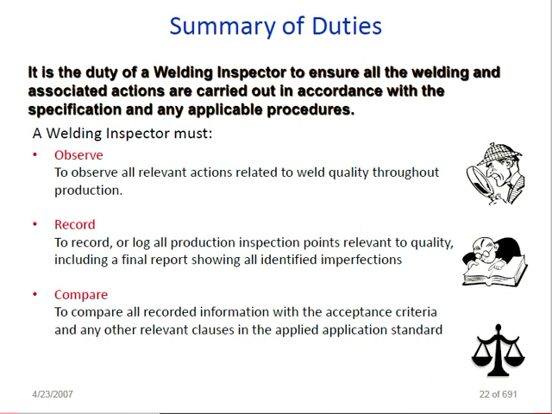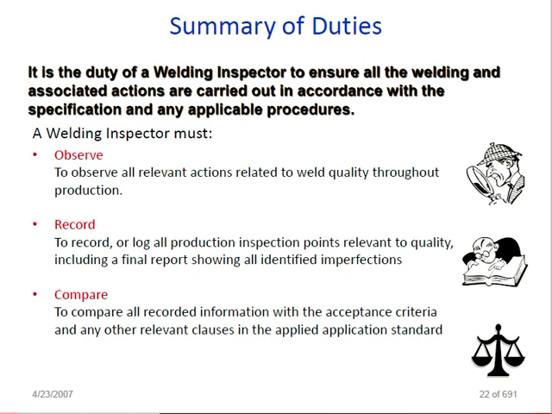Last is the summary of duties. It is the duty of the welding inspector to ensure all the welding and associated actions are carried out in accordance with the specification and applicable procedure. This is the main duty. So any welding you do has to be as per the WPS and PQR, or applicable codes such as AWS, ASME B31.3, B31.8, whatever is applicable.